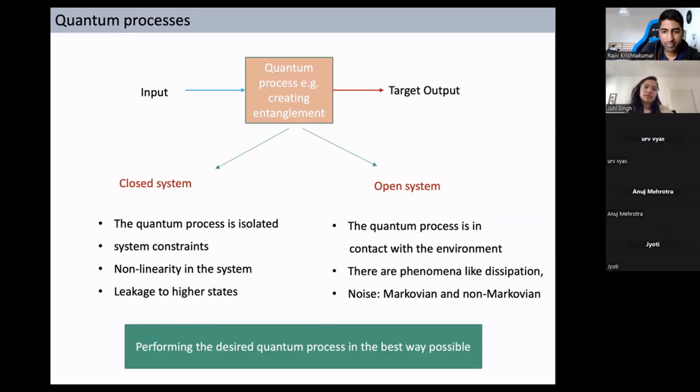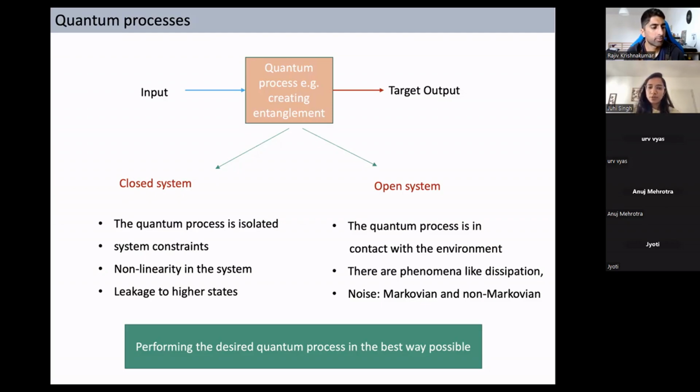Irrespective of what platform you're using, the general description of what you want to do in your quantum process can be shown with this block diagram. You have some input, you want to do some quantum process, for example create some entanglement, and then you have your target output. So this is your whole quantum experiment. Your quantum process is either a closed system or an open system, depending on whether it is interacting with the environment or not. Both have their own constraints that do not allow 100% efficiency of the gates or algorithms that you want to perform.